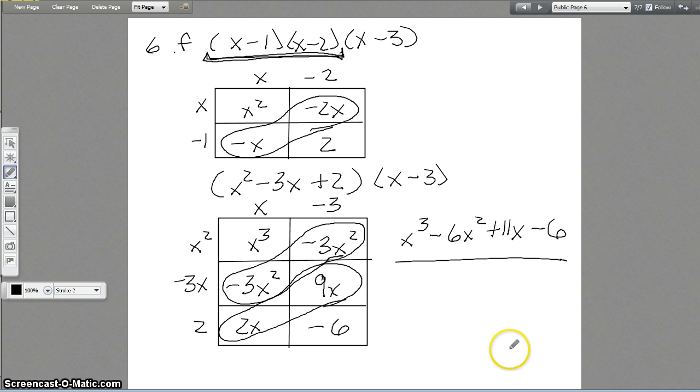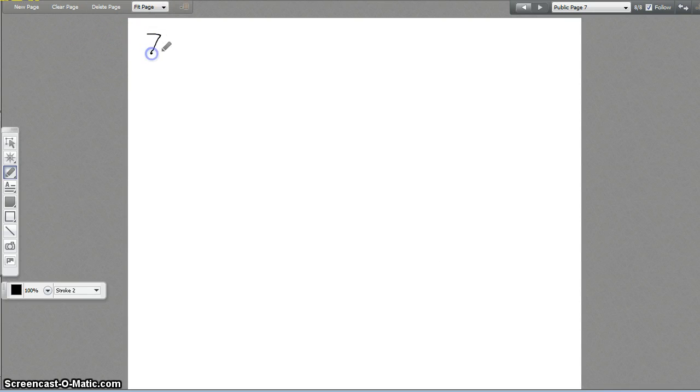So the grid method, very handy. It puts all your terms in a nice, neat, orderly fashion so it's easy to get them all written down. It's easy to organize them all together to get your final answer. Okay, so that was number 6, which is just like number 10 in the homework. One last problem, I'm going to do number 7. Number 7 is just like number 11 that I assigned for the homework.